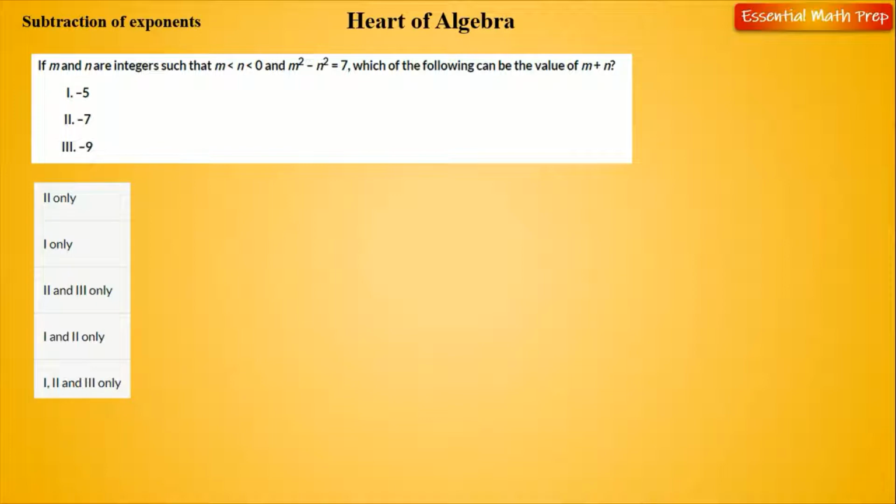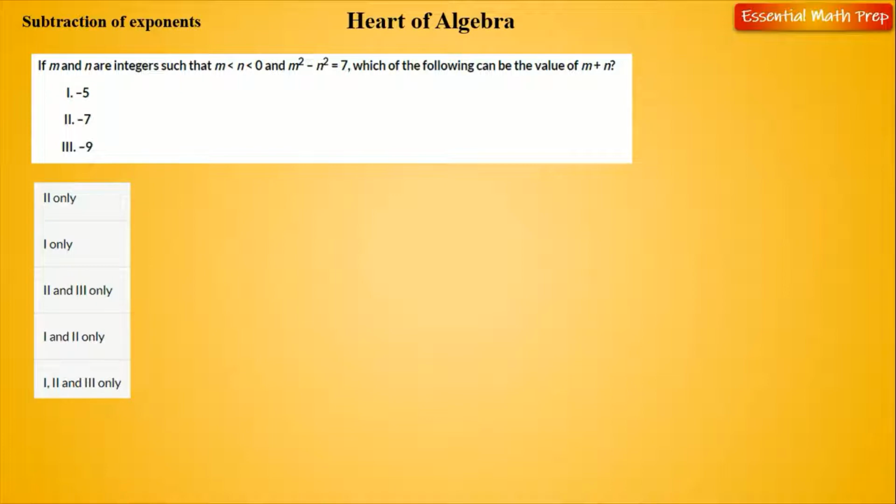Let's get started. In the first problem, it says if m and n are integers such that m is less than n is less than 0, and m squared minus n squared equals 7, which of the following can be the value of m plus n?